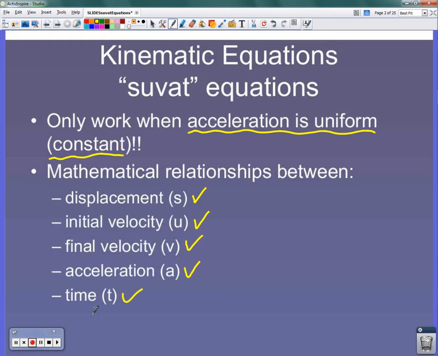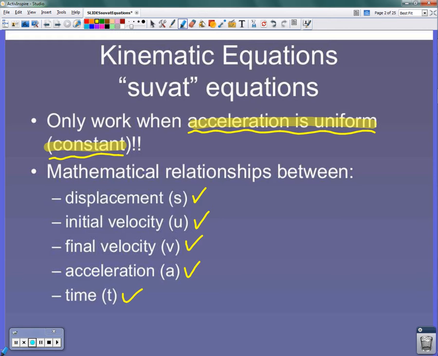Notice S-U-V-A-T, suvat. What we find is that how these quantities are described and defined means that when one changes, a lot of the other ones change too, because they are all interrelated. And because of the way they're defined, there are mathematical relationships or equations that show how a change in one causes a change in another. But again, really important to remember, this only applies when our acceleration is uniform or constant.